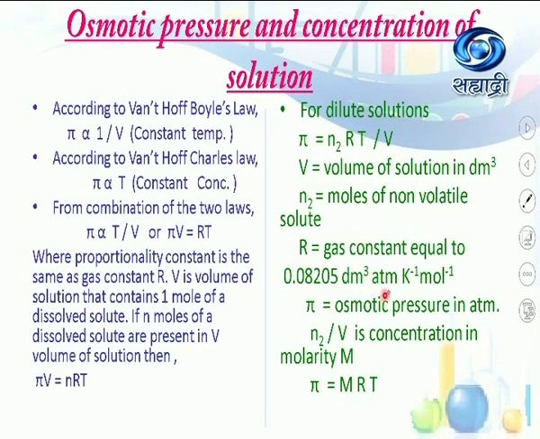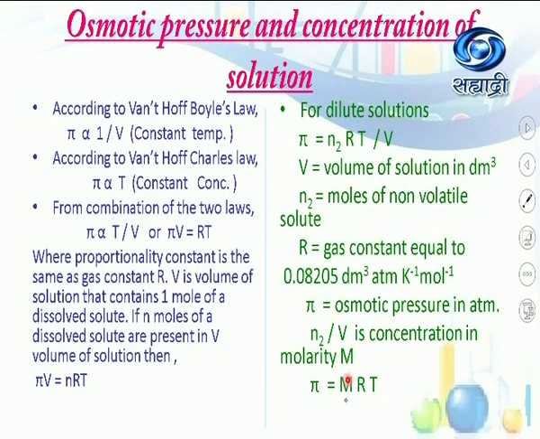Liter or dm cube, atmosphere per degree per mole. Of course, R can be expressed in joule. Pi is the osmotic pressure in atmosphere, and N2 upon V. What is N2 upon V? N2 is moles of a solute. V is the volume of a solution in liter or dm cube. So N2 upon V is nothing but moles per dm cube, or we can say moles per liter. Moles per liter means what? It is the molarity M.